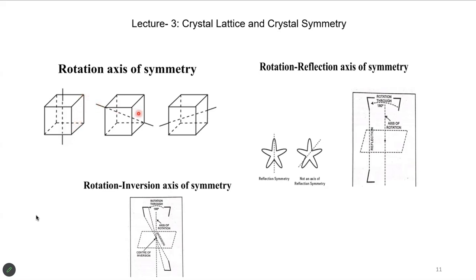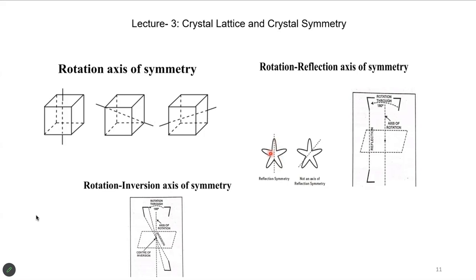We can have an axis here, rotate, and we get an identical object. So these are the rotation symmetry of a solid. Next we go to the rotoreflection axis of symmetry. Let's say this is our object. We rotate it 180 degrees, we get this object here, and then we have a reflection here, and then we get this object here. So this is a rotoreflection axis of symmetry.